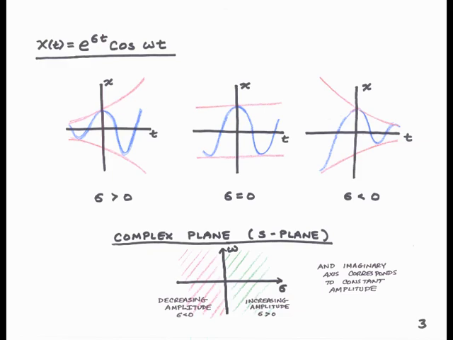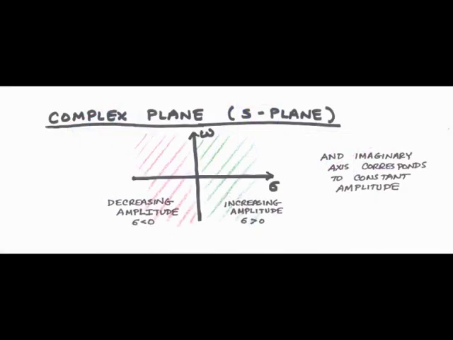So depending upon where the point s is in the complex plane, we'll get different signals for e to the sigma t cosine omega t and for e to the st. If point s is in the left half of the complex plane, that is, if sigma is less than 0, the signal will have decreasing amplitude with time. If the point s is in the right half of the complex plane, that is, sigma is greater than 0, the signal will have increasing amplitude as a function of time. And if the point s is on the imaginary axis, it will have constant amplitude as a function of time.